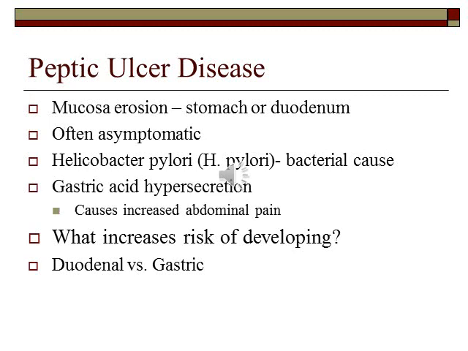Peptic ulcer disease is a condition whereby the mucosal layer of the stomach or duodenum gets eroded. In some instances, this condition can be asymptomatic. The primary cause that you look at is actually a bacterial cause, more specifically the H. pylori bacteria, which is usually the culprit in the formation of peptic ulcer disease.